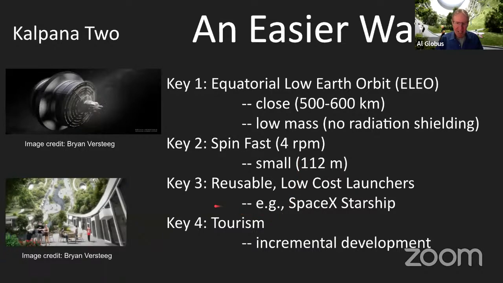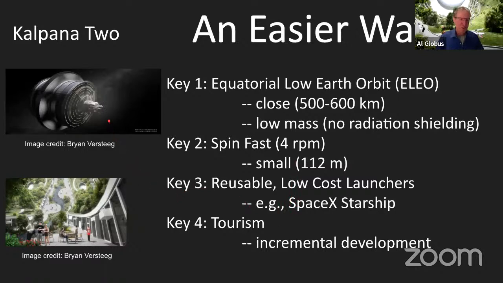And then the last step is tourism, which you can get because you're flying these low-cost vehicles. And what that buys you is incremental development. You start with a really small hotel, maybe the size of the International Space Station, and you work your way up until it's the size of Kalpana 2, because Kalpana 2 is what we get when we apply all this stuff. So it's the size of Kalpana 2, and build it.